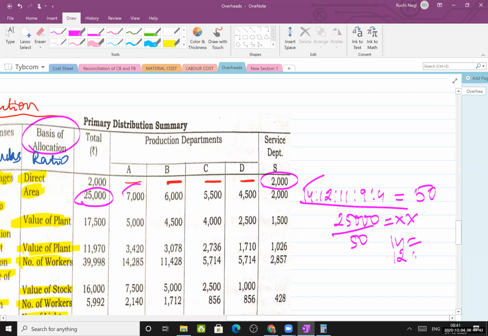Next type 12 press equal to. You'll get this answer 6,000. Type 11 press equal to. You will get this answer 5,500. Type 9 press equal to. You will get the answer 4,500. Type 4 press equal to. You will get the answer 2,000. Am I clear with the shortcut technique? This is how you are going to use a shortcut. Okay?